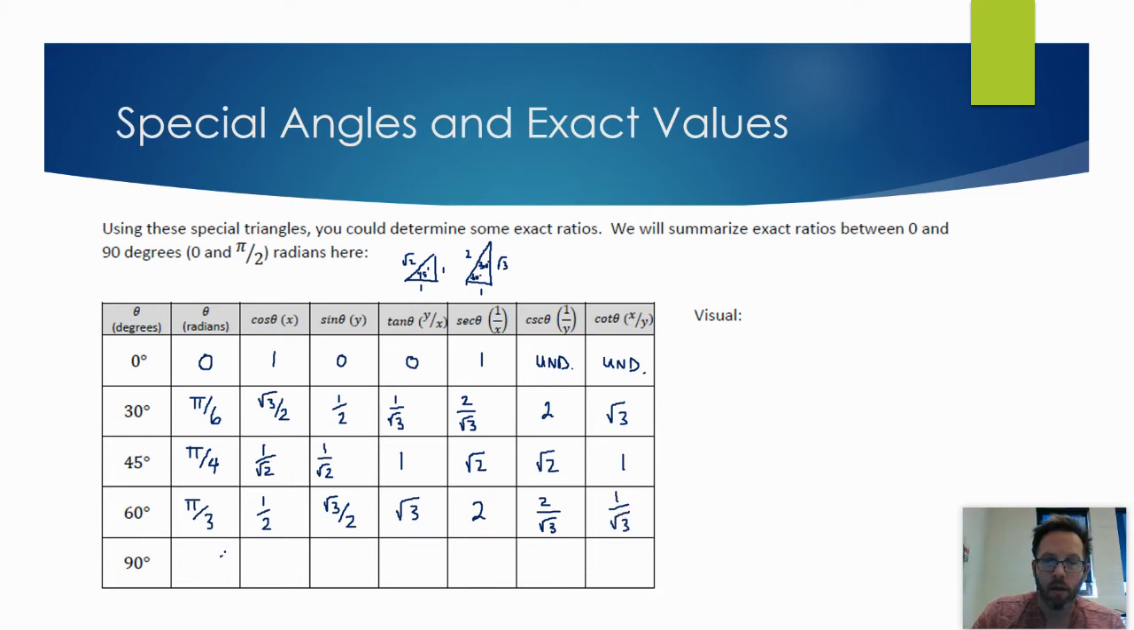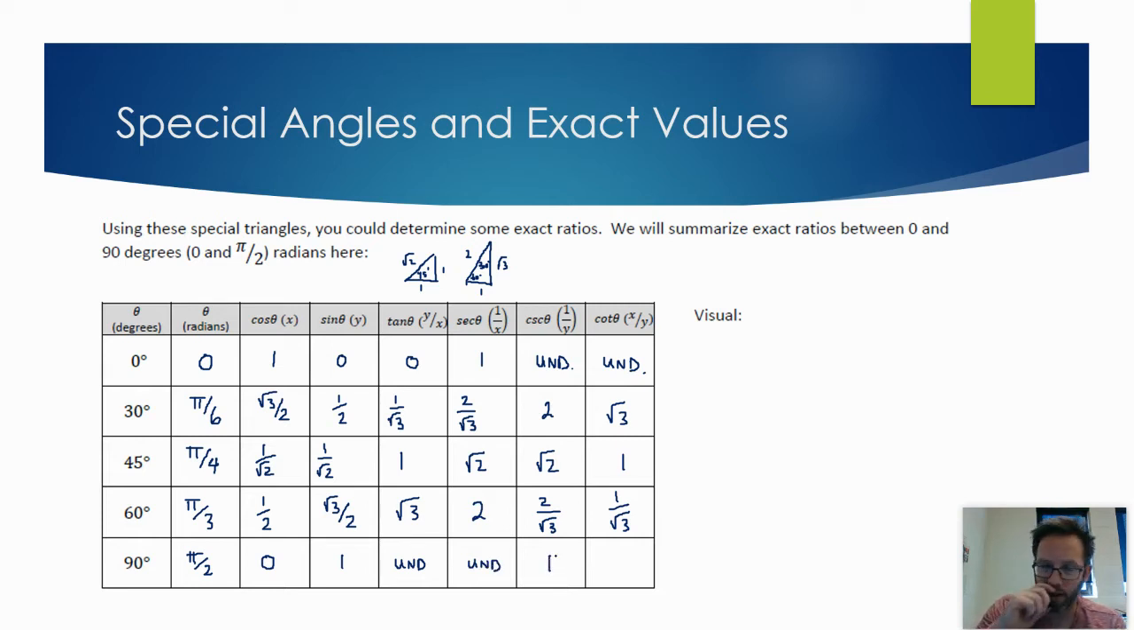Lastly, for 90 degrees, which is pi over 2 radians, the corresponding point on the unit circle is 0, 1. So cosine and sine are 0, 1. Tangent, 1 divided by 0, you can't do, so undefined. And the reciprocals of these: the reciprocal of 0 is undefined. The reciprocal of 1 is 1.